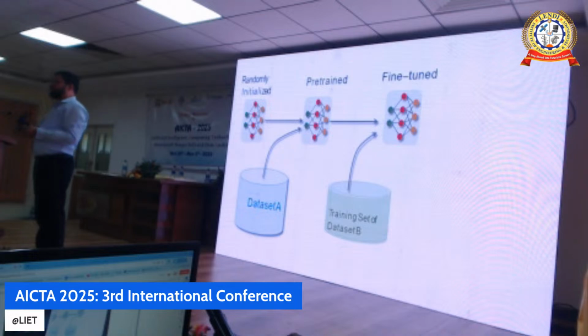But what is the drawback with this? You need a huge amount of data. For example, if you have 10,000 examples, for vision transformer you need 1 lakh examples. That is the drawback of vision transformer. Understand? You need a huge amount of data.